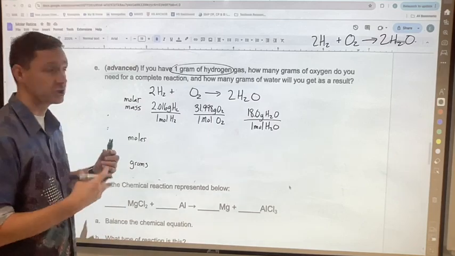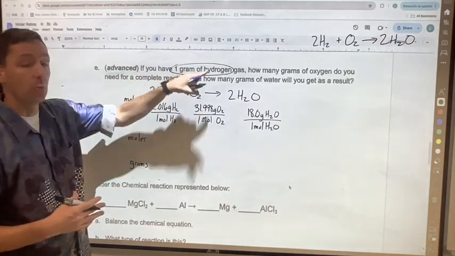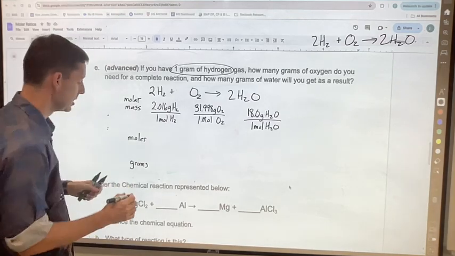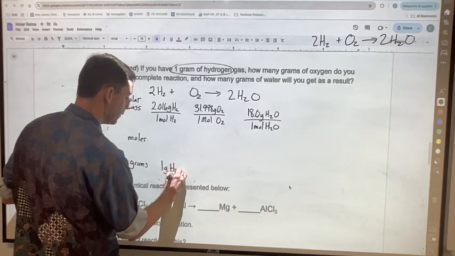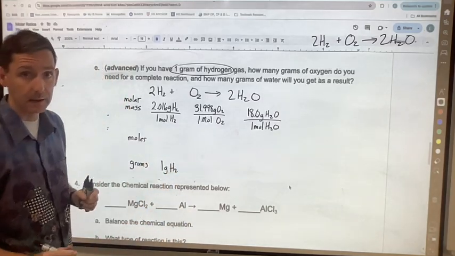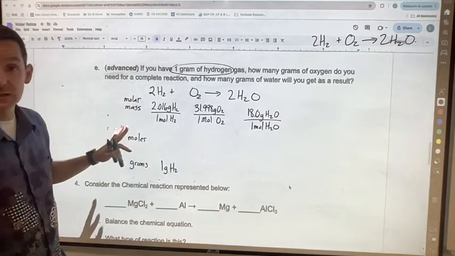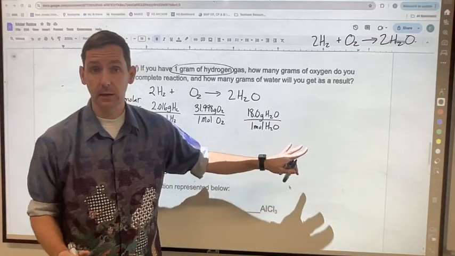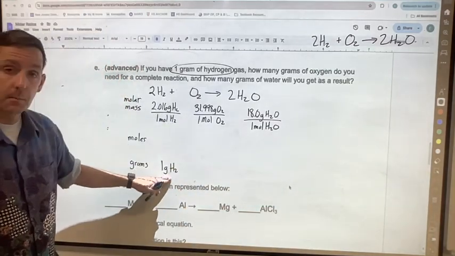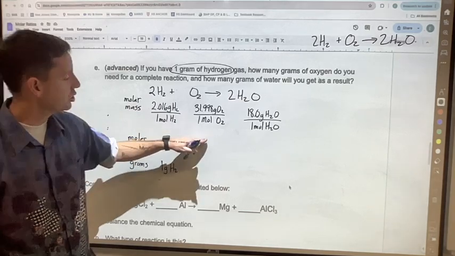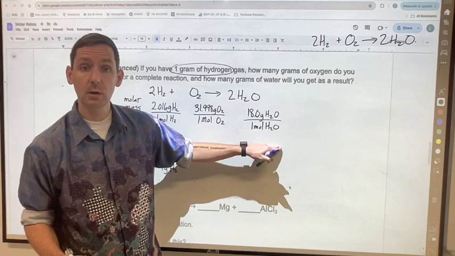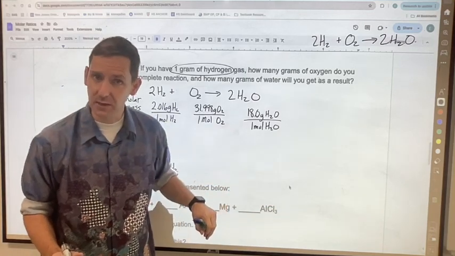Now, in the original question, I know I have 1 gram of hydrogen gas. So I'm going to start with this. I'm going to say, well, I have 1 gram of hydrogen. Okay? Now, what I'm going to do is fill out this chart. I'm going to start by turning grams into moles. Then by using the mole ratios, I should be able to find the moles of the other 2. And then I should be able to find the grams of the other 2.